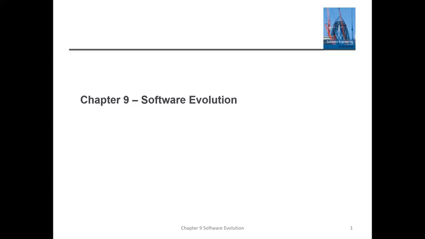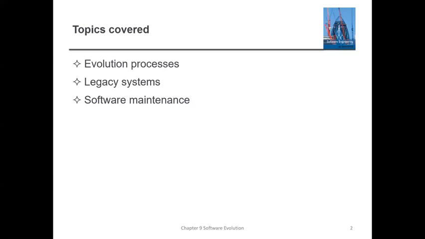So let's go to the first slide. Here you can see the topics we are going to cover for this chapter. The first one is the evolution process, the next one is your legacy system, and the last one is your software maintenance. So these three topics we are going to cover. But for today's class, we are going to cover only the first one, that is your evolution process. Now we have to understand what we mean by evolution process.